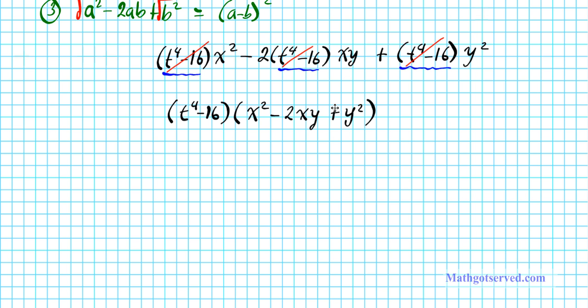So the question now is, are you done factoring? And the answer is no. If you inspect this quantity right here, this t to the fourth is a square. Why is that? It's a square because the power is even, okay? And 16 is also a square because we know 4 times 4 is 16.